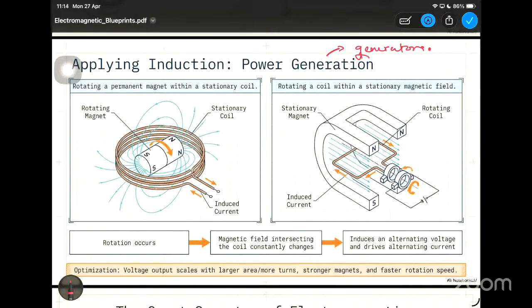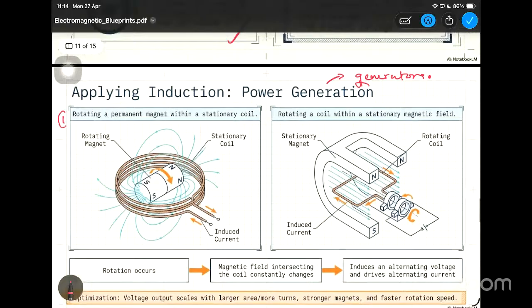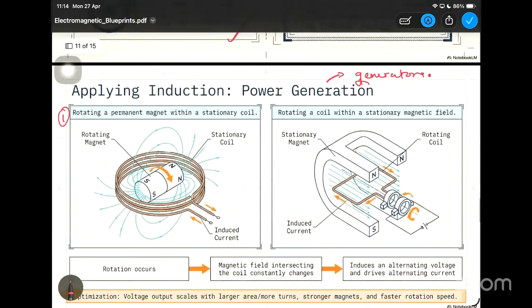So here, rotating a permanent magnet within a stationary coil. This is the first one: the coil is stationary, but the magnet is being rotated. And the other method is rotating a coil within a stationary magnetic field. So now the magnet is placed as a stationary object, right? So these are the two approaches.